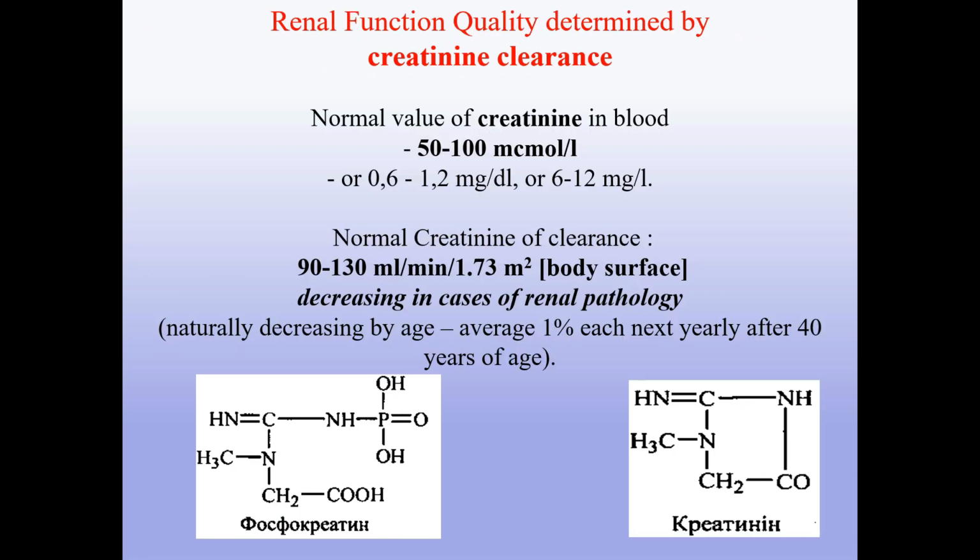Renal function quality is determined by creatinine clearance. Normal value of creatinine in blood is from 50 to 100 micromole per liter, or 0.6 to 1.2 milligram per deciliter, or 6 to 12 milligrams per liter. Normal creatinine clearance is 90 to 130 milliliter per minute per 1.73 square meters body surface, decreasing in cases of renal pathology. It naturally decreases by age, on average 1% each next year after 40 years of age.